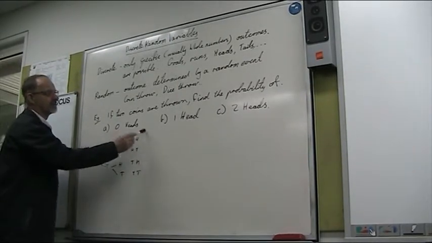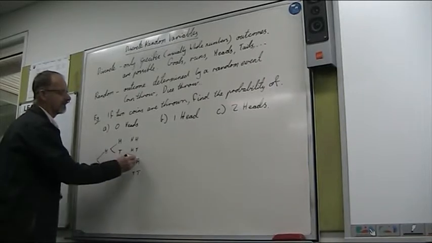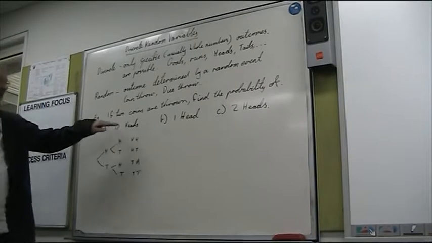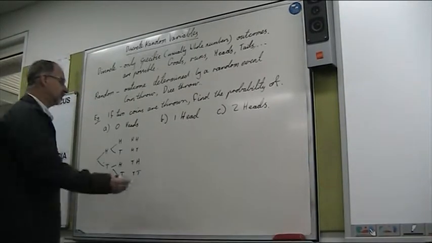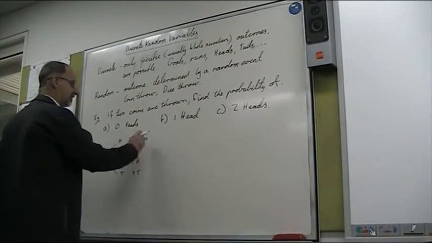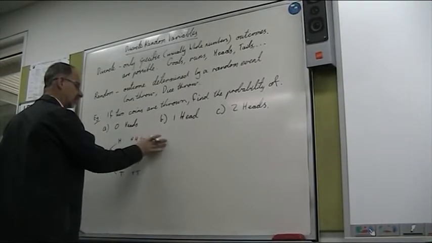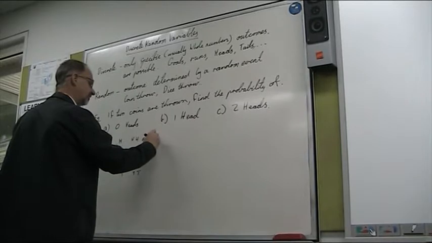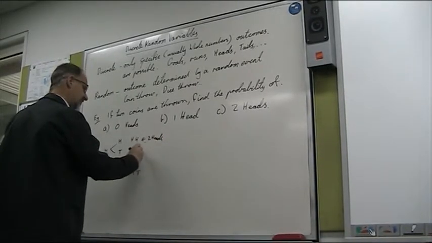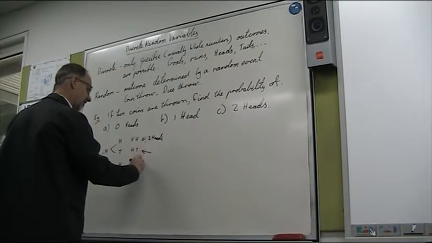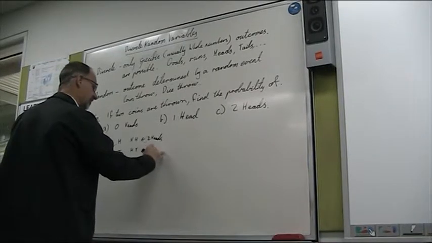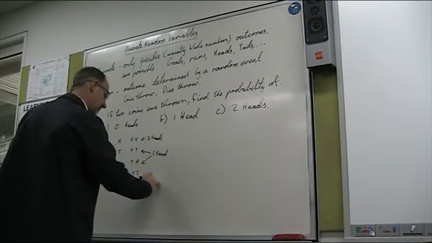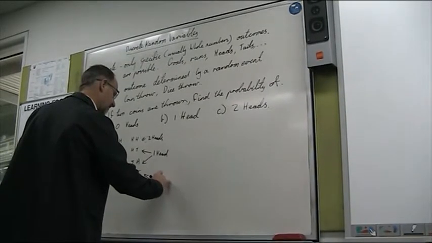So in this case, here's all our outcomes. In terms of what we're being asked, how many heads we're getting, this first one up here would be our 2 heads. These 2 here would be 1 head. And the bottom there is 0 heads.